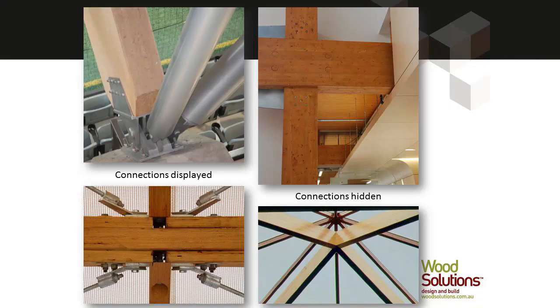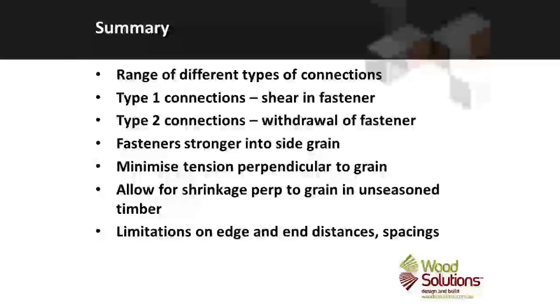There are some cases where the architect wants us to display the connections. There are other cases where the architect wants us to hide the connections. We can do either. All of them are either type 1 or type 2 connections. So in summary, a range of different types of connections, all categorised as either shear in the fastener, which is type 1 connections, or tension in the fastener, which are type 2 connections. Fasteners are stronger into the side grain. We're going to detail the connection to minimise tension perpendicular to the grain, and part of that is using appropriate spacings and end distances and edge distances on it.